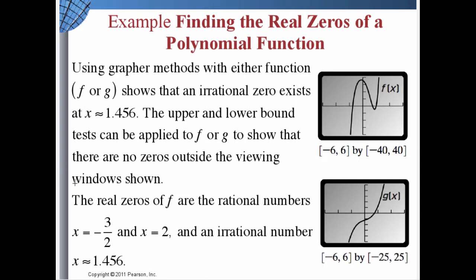And the values that we would test would be here and here. And those were these values down here: -3/2 and 2. -3/2 is the lower bound and 2 is the upper bound on our zeros. And we have an irrational zero in between those two of approximately 1.456.